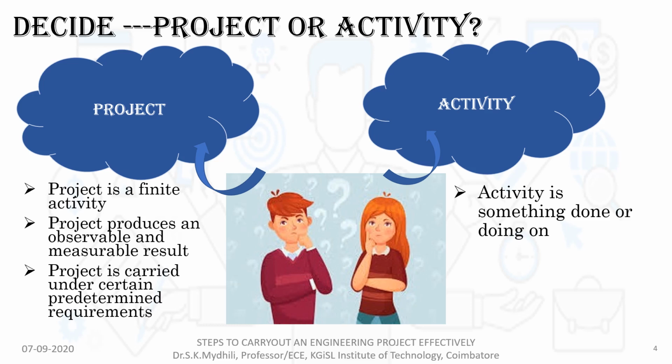That is an activity. But a project is entirely different, and in a UG curriculum or a BE project level, it should definitely bear some end result which is measurable and achievable. As a definition, a project is a finite activity. It is a step-by-step process of an activity which produces observable end results, that is, measurable results. And a project is carried out under certain predetermined requirements, that is, it is based on some parameters only that we can carry out a project. So decision is very important in making a project.